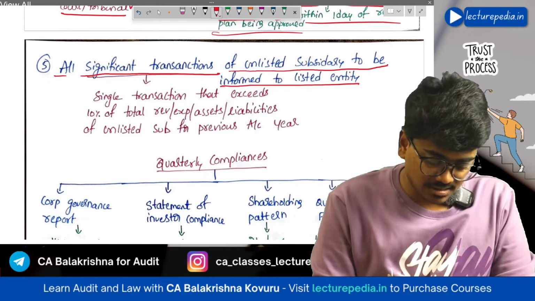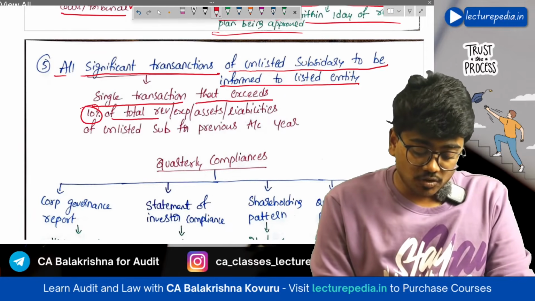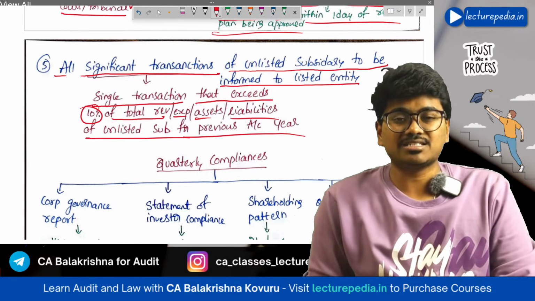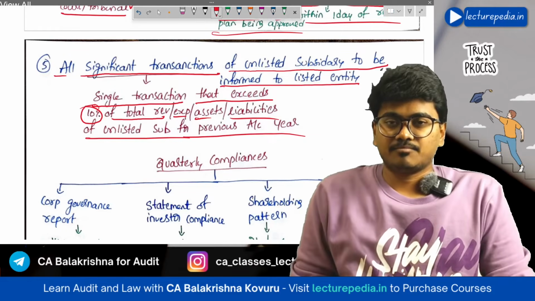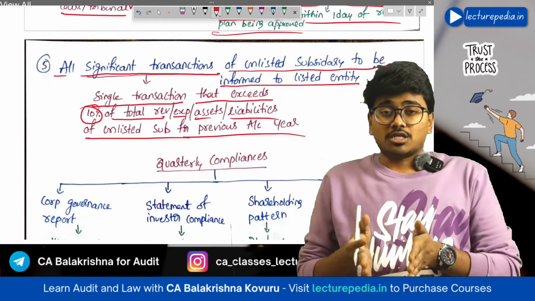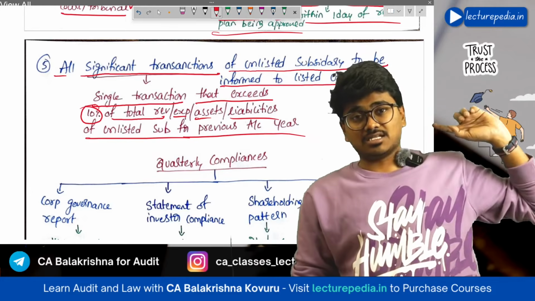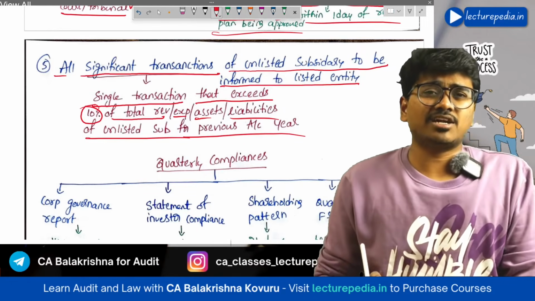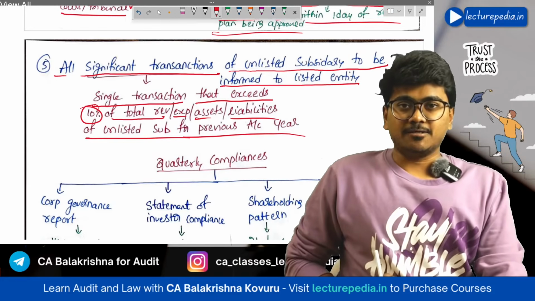A single transaction that exceeds 10% of the total revenue, expenditure, or assets or liabilities of the unlisted subsidiary for the previous accounting year becomes a significant transaction. If a single transaction exceeds 10% of the total revenue or the total expenditure or the assets or the liabilities of the unlisted subsidiary for the previous year, then such a transaction becomes a significant transaction. And all such significant transactions should be intimated by the subsidiary to its holding company.